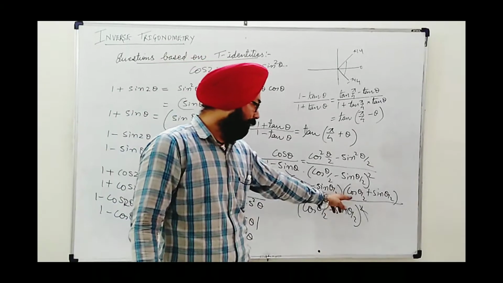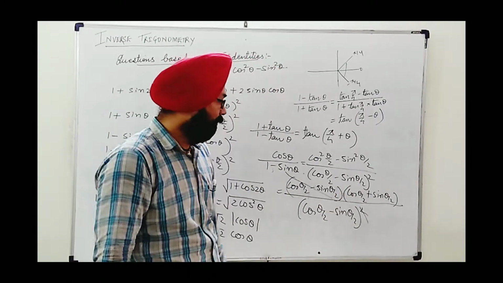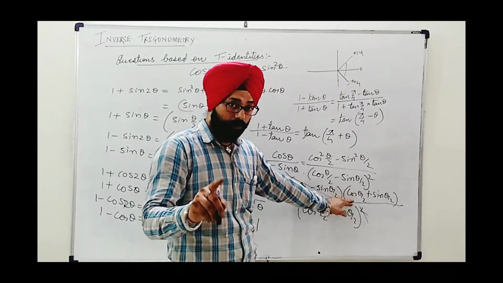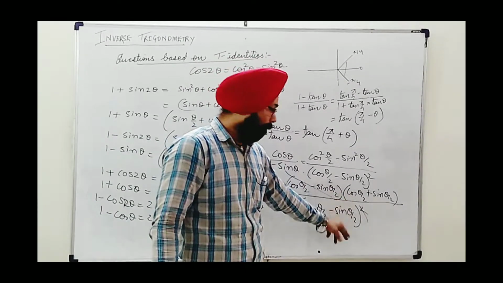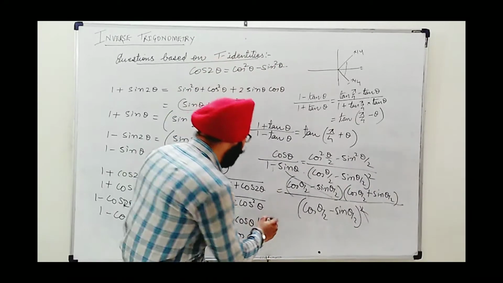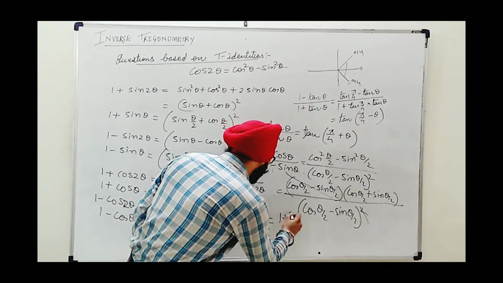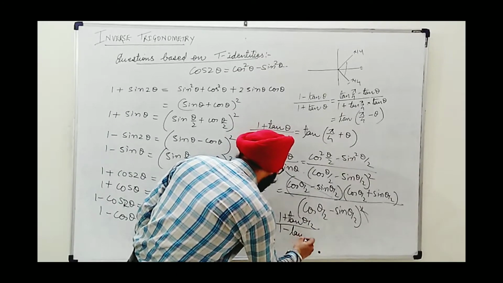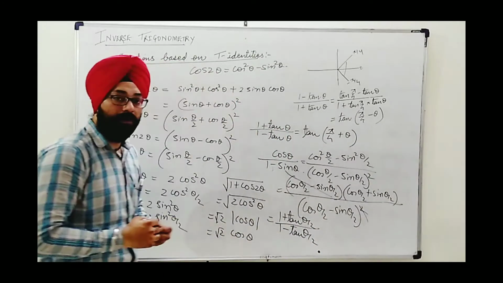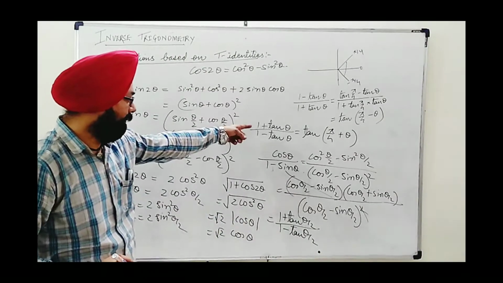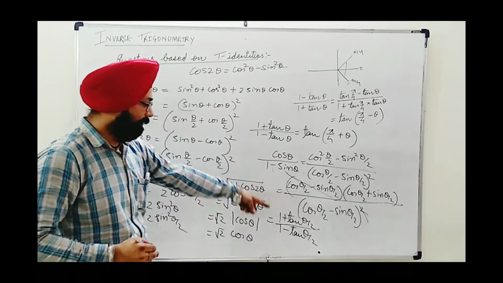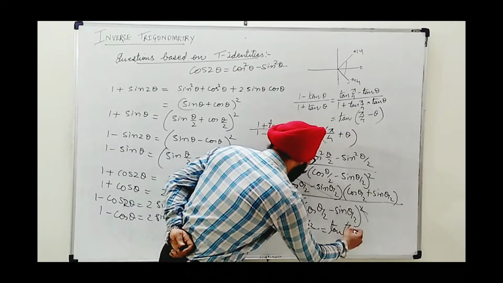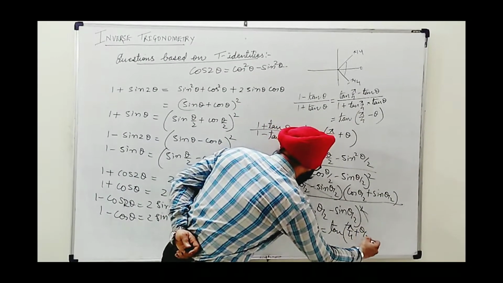Now if I divide numerator and denominator each by cos, this will become cos theta by 2 divided by cos theta by 2 itself, which makes it 1. But sin upon cos will become tan. So we will have 1 plus tan theta by 2 upon 1 minus tan theta by 2. Now if you compare this to the previous identity, this can directly be written as tan of pi by 4 plus theta by 2.